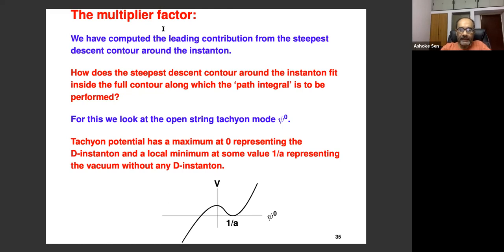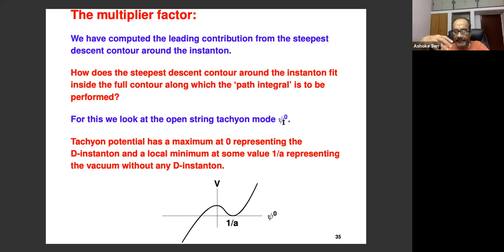So what we have computed is a leading contribution from the steepest descent contour around the instanton. But now you have to figure out how the steepest descent contour around the instanton actually fits inside the full contour along which the path integral is to be performed. Who tells you that you have to integrate over the steepest descent contour? So you have to first understand the actual integration contour. To do this, we look at the open string tachyonic mode, psi 0. This is the relevant field over here.